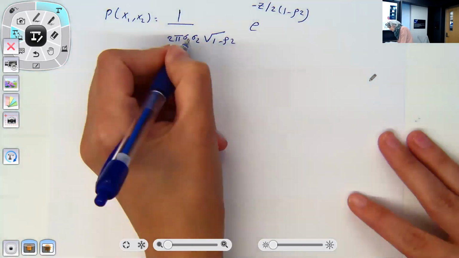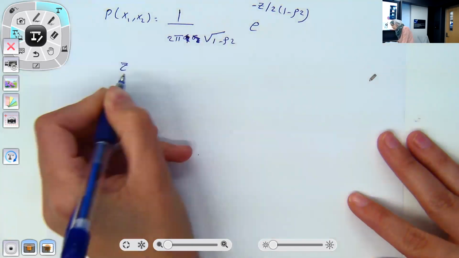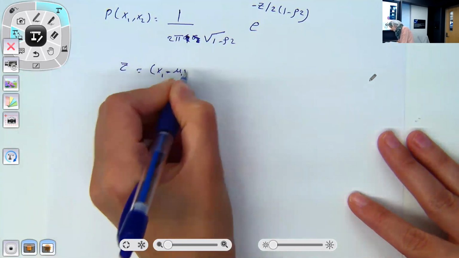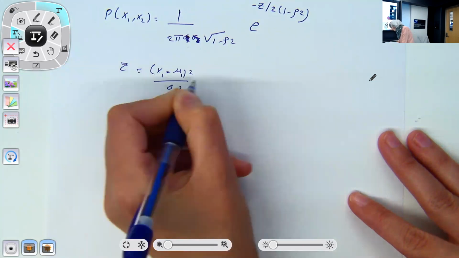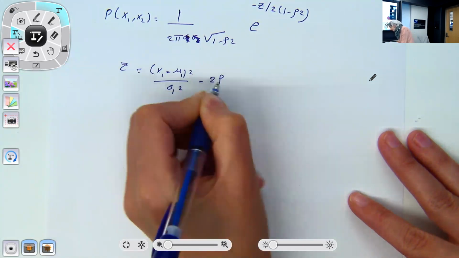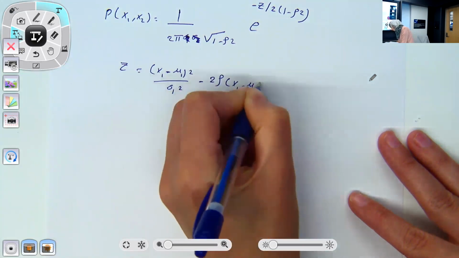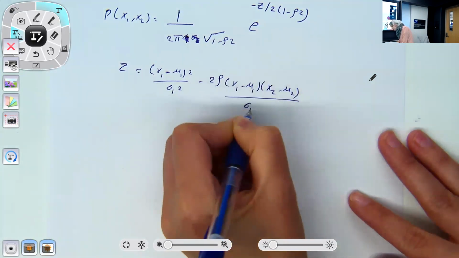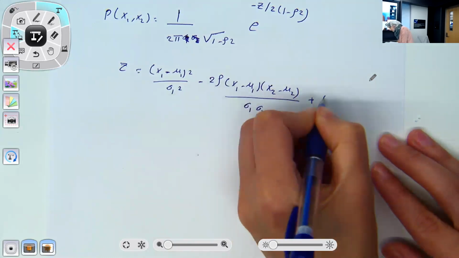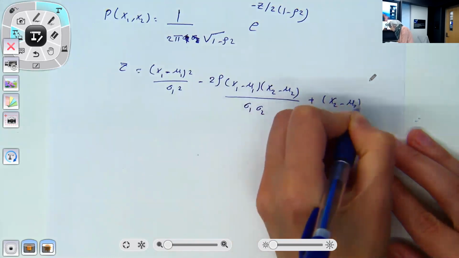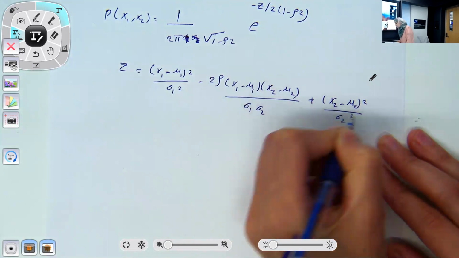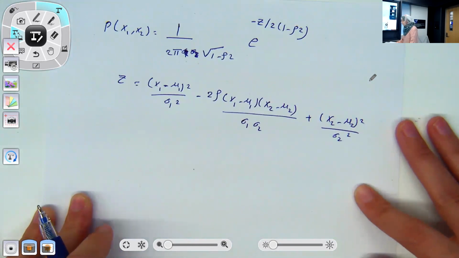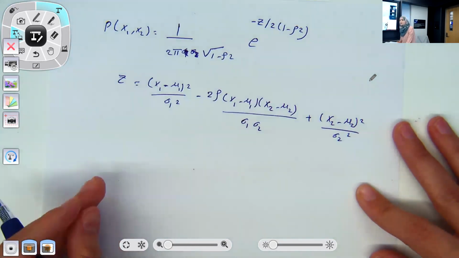Sorry, because we divide over these. Where the value of z equals (x1 minus mu1) squared divided by sigma 1 squared, minus 2 rho multiplied by (x1 minus mu1) multiplied by (x2 minus mu2) divided by sigma 1 sigma 2, plus (x2 minus mu2) squared divided by sigma 2 squared. If you look here, this is the same as the PDF which we got when we had the bivariate.